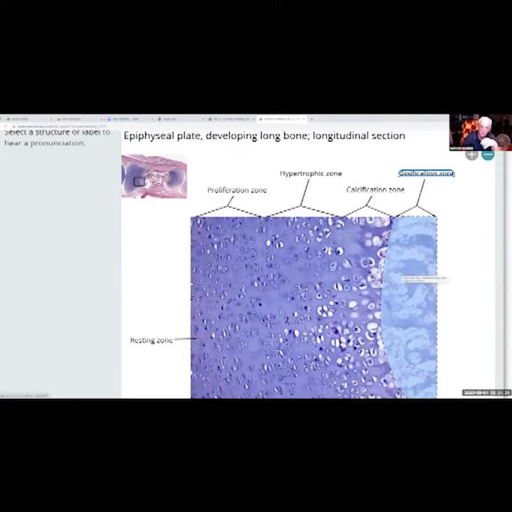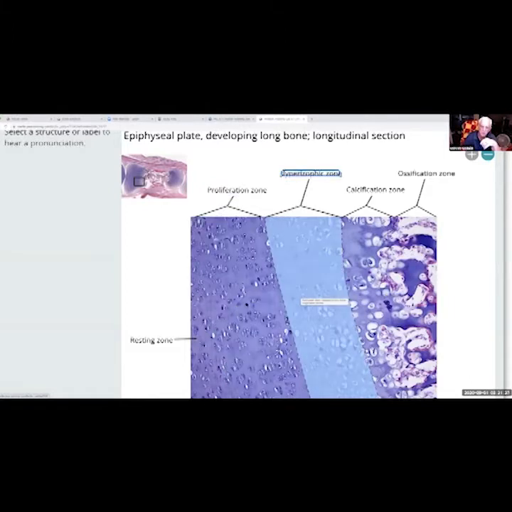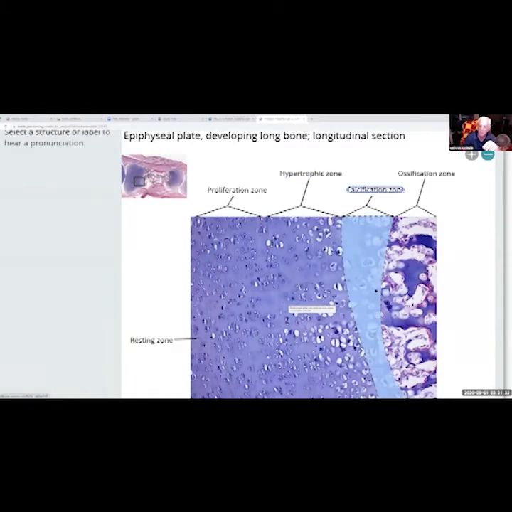This is cartilage, and the cartilage is being replaced by bone. This is your zones here. We'll go through all these as we go. But this is cartilage, and this is your bone being formed. See, it's like a hybrid zone right here, which starts to calcify.